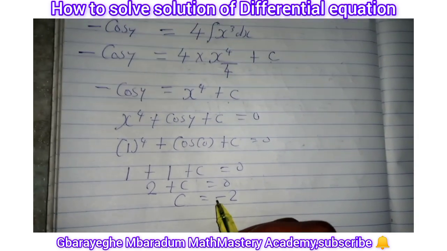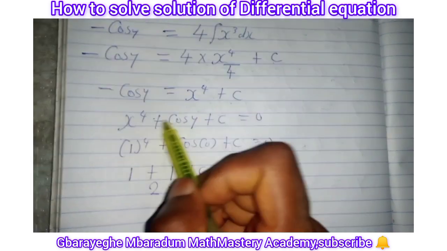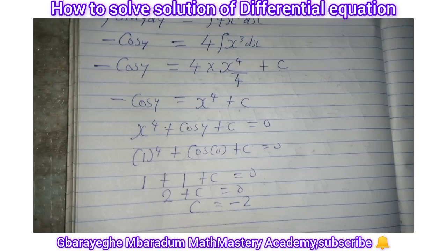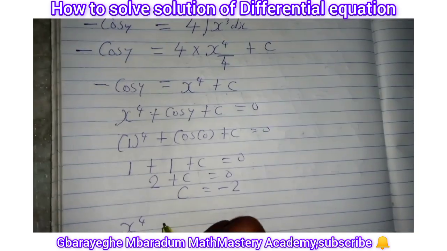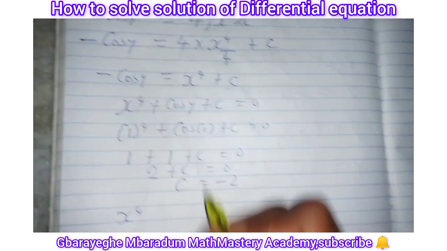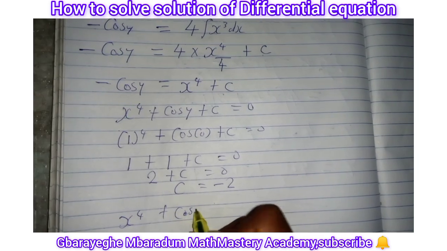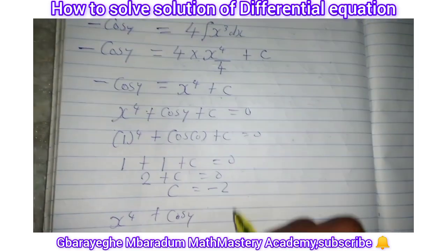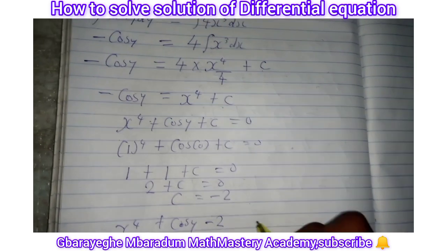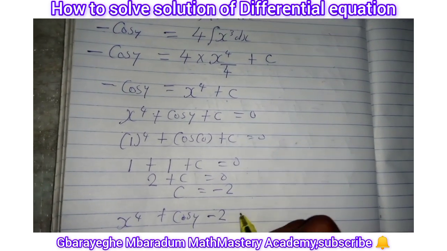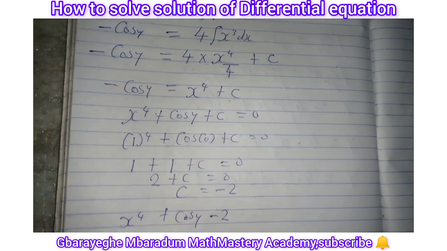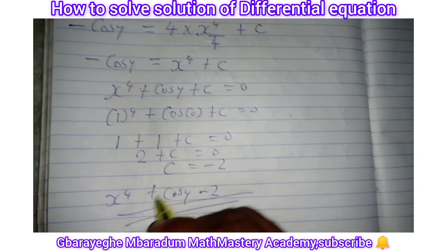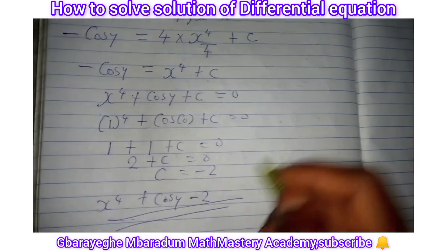For us to get the particular solution, we go back to this point, which is x raised to the power of 4 plus cos y. You know that our c now is minus 2, so we put minus 2, and this becomes our particular solution. This becomes our particular solution of the differential equation.